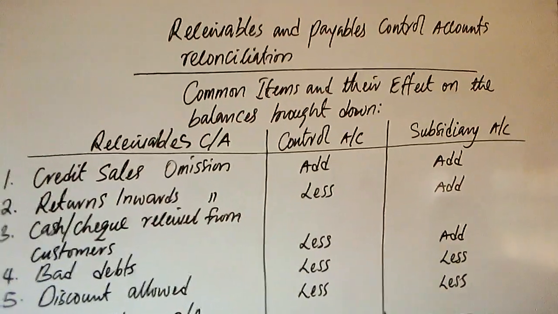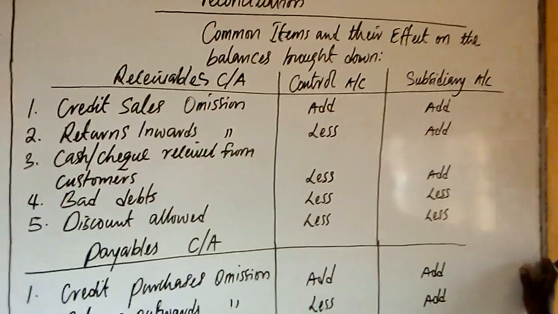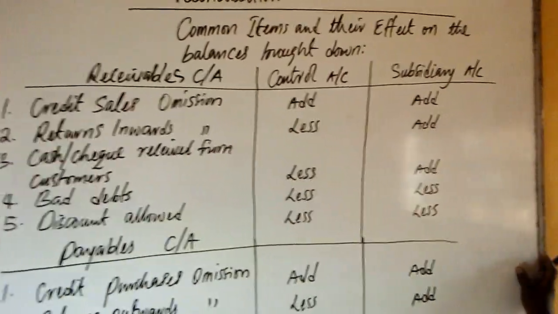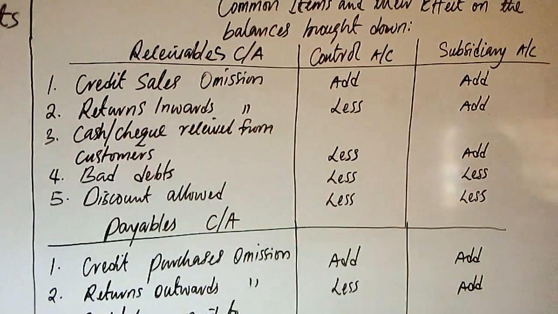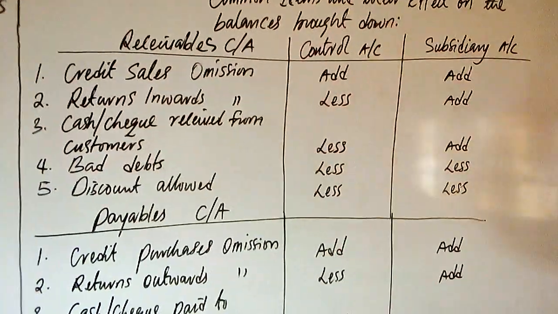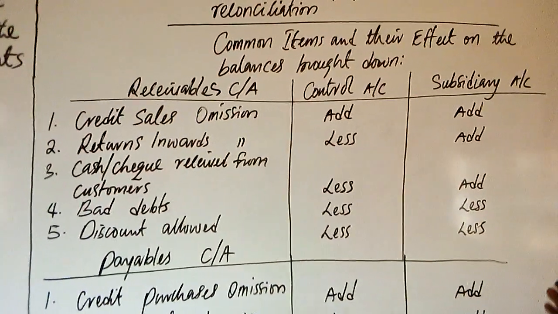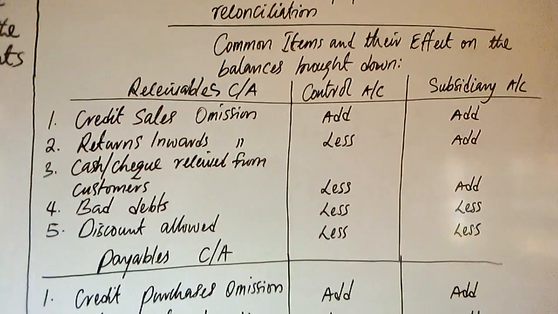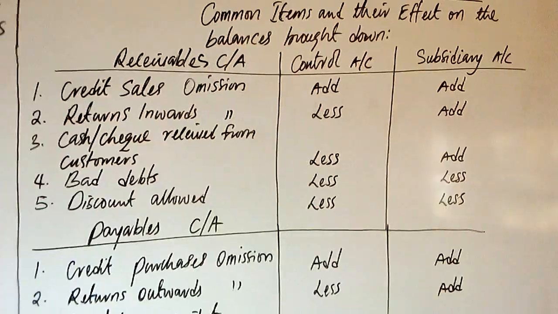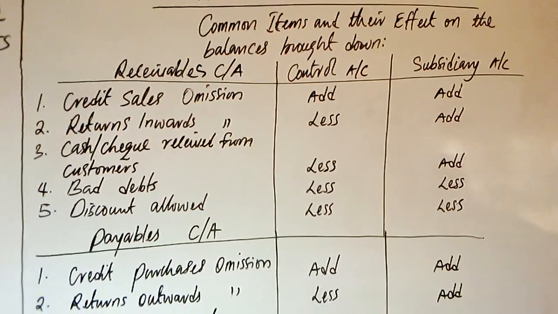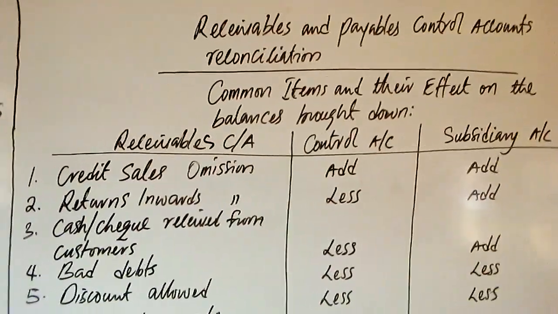So in most cases, the common mistakes found here are the omission or overstatement of any item that was supposed to be recorded but was not recognized, the same thing as omission or overstatement or understatement of a given figure. These are the common errors that you find between the two accounts. Let's quickly look at the common items found in the receivable control account and the payables control account, and how the control account is being handled.